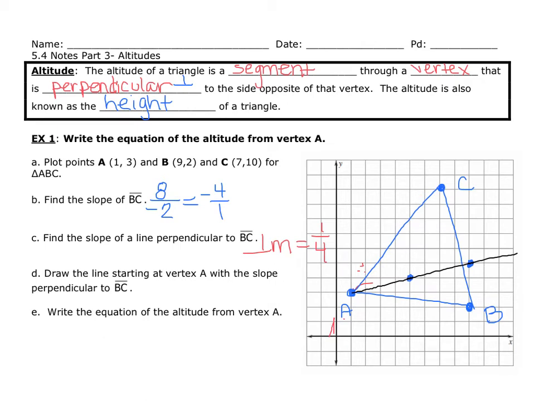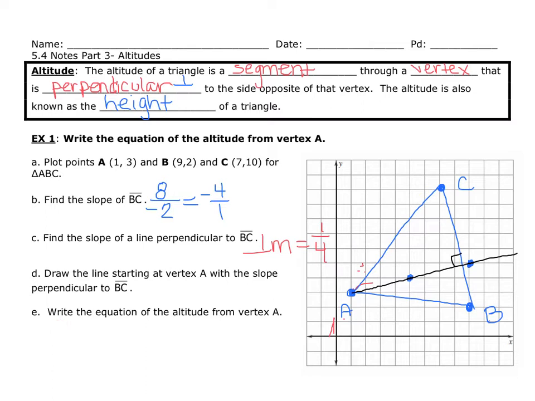There you go. And you can conclude, yes, that is a 90-degree angle there. How do you know that? It's because you counted out the slopes that are opposite reciprocals. That ensures that BC is perpendicular to the altitude.